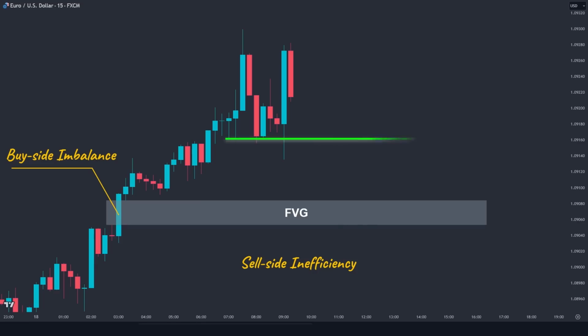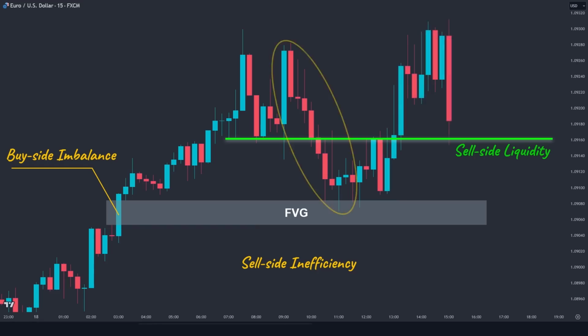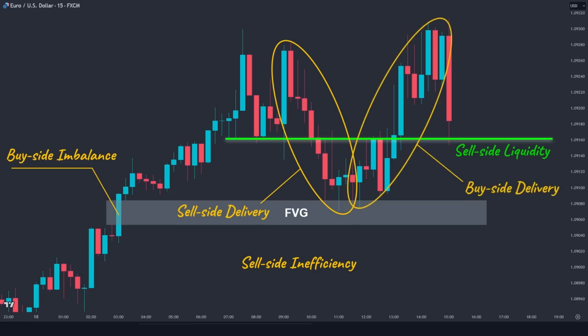Also, we have this area of equal lows, which contains lots of sell-side liquidity. So basically, we had a sell-side delivery engaging the sell-side liquidity, which is stop losses, and sell stops below this level, rejecting the FVG area. And then we have a buy-side delivery that targets the buy-side liquidity, which is the buy stops above these equal highs.